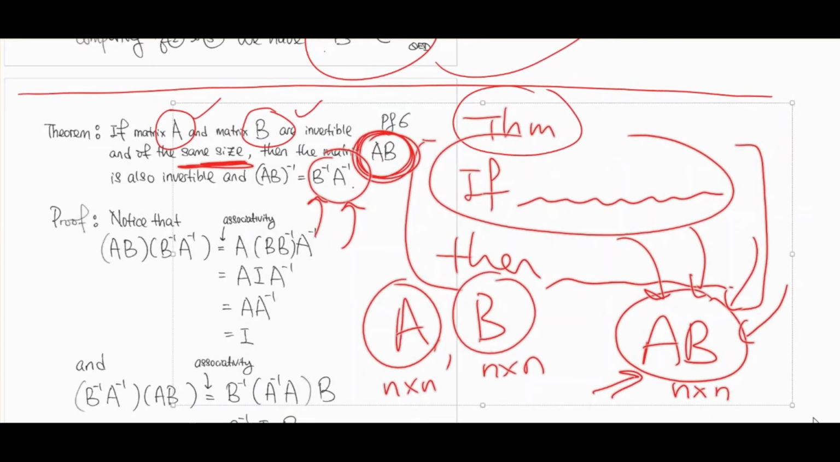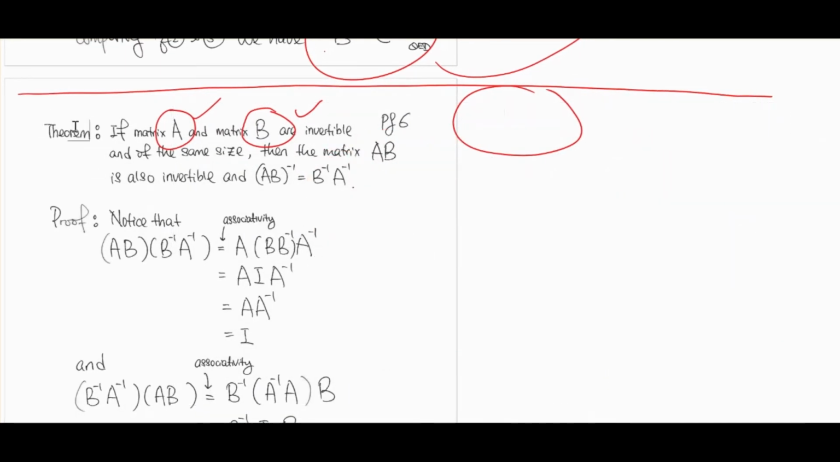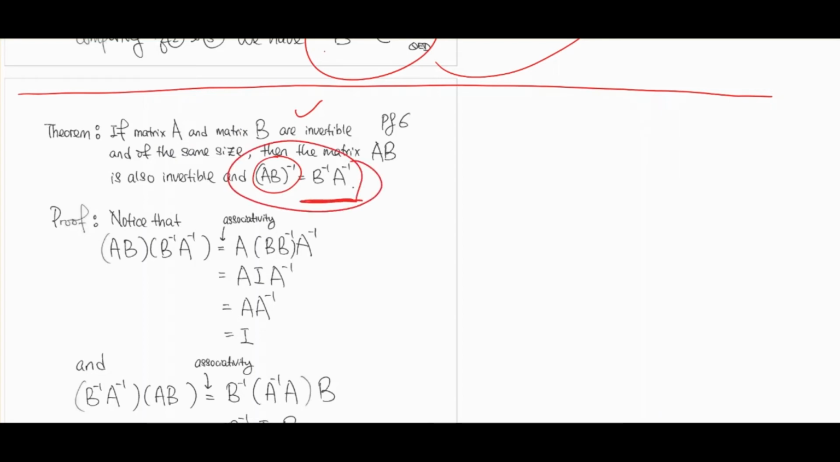Be very careful on the hypothesis and the assumption. The assumption is that A and B are both invertible matrices, square matrices invertible of the same size. Then the product is also invertible, and actually you are given this particular formula right here: the inverse of AB is B inverse times A inverse. So how do we prove that?